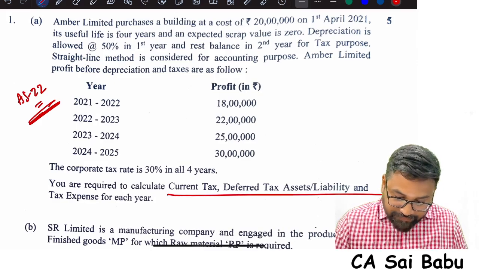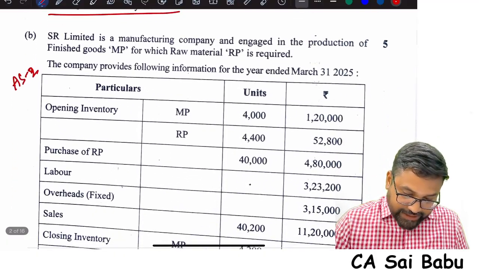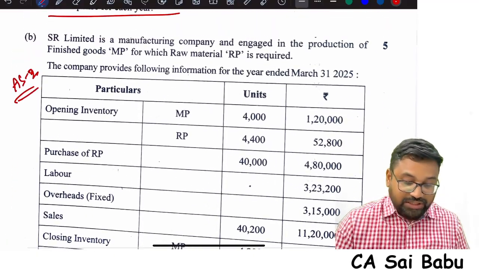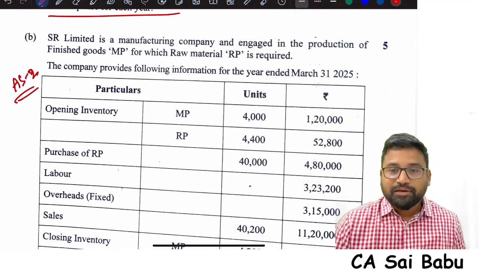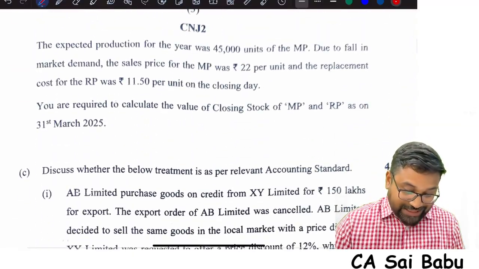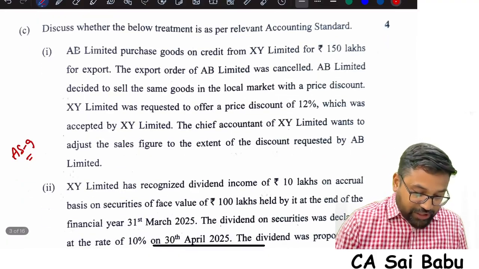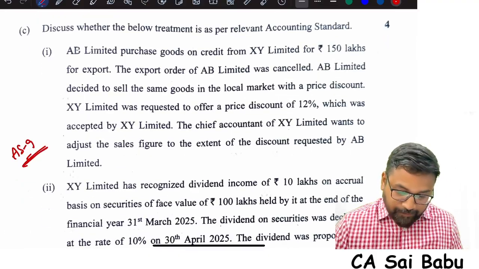Calculate the current tax, deferred tax, assets and liabilities, tax expenses. And next, Accounting Standard 2, inventory valuation. The same type of question I have given in my most expected questions, you need to solve. Here, finished goods valuation is very, very important. One question they have tested from AS 9.